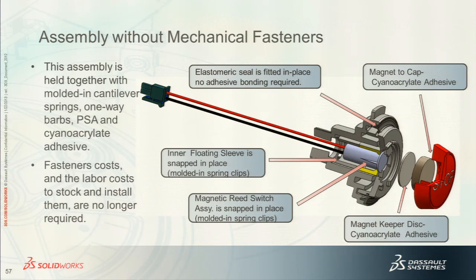Here's a mechanical assembly. It is a safety cutoff switch for a treadmill. But I did not use any mechanical fasteners. All the fastening features to put this thing together were either molded in, or I'm using pressure-sensitive adhesives or cyanoacrylate in the secondary assembly. But there are no screws, brackets, Tinnerman clips, that type of add-in fastening components.